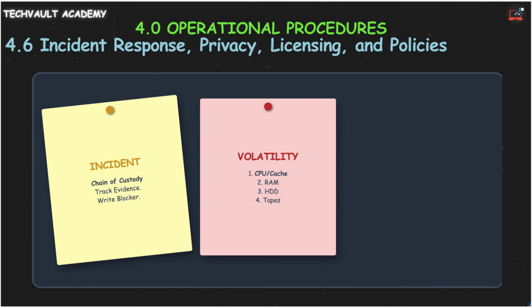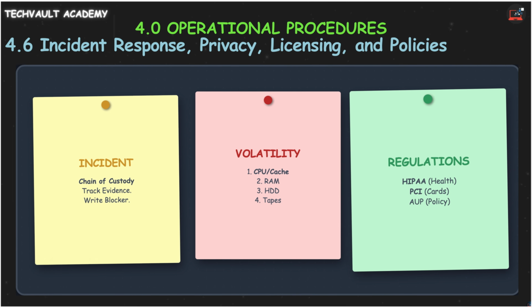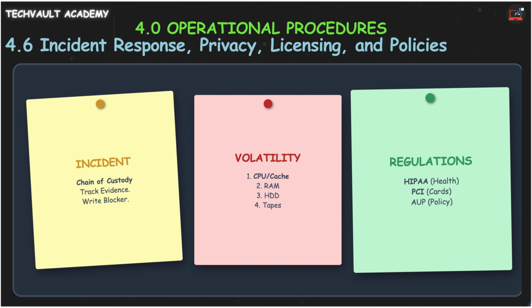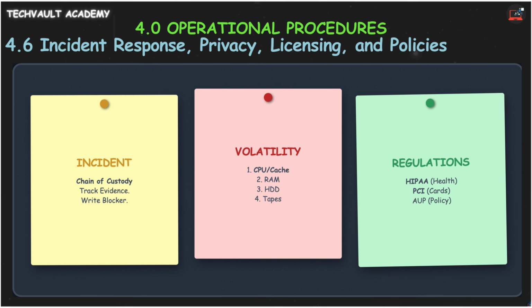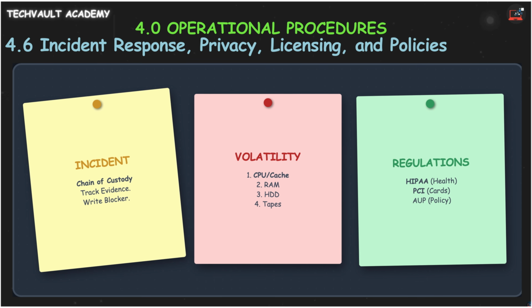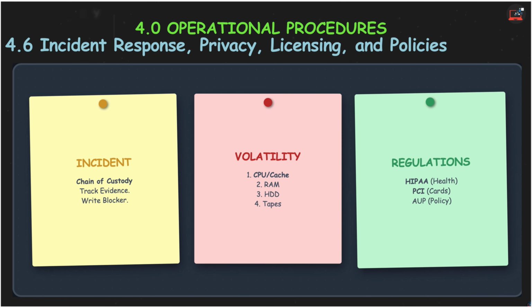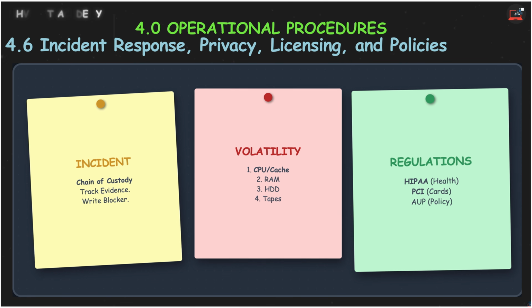To summarize, maintain the chain of custody for evidence, collect volatile data first, understand your licenses like EULA and FOSS, and strictly protect regulated data like PII, PHI, and credit card info.